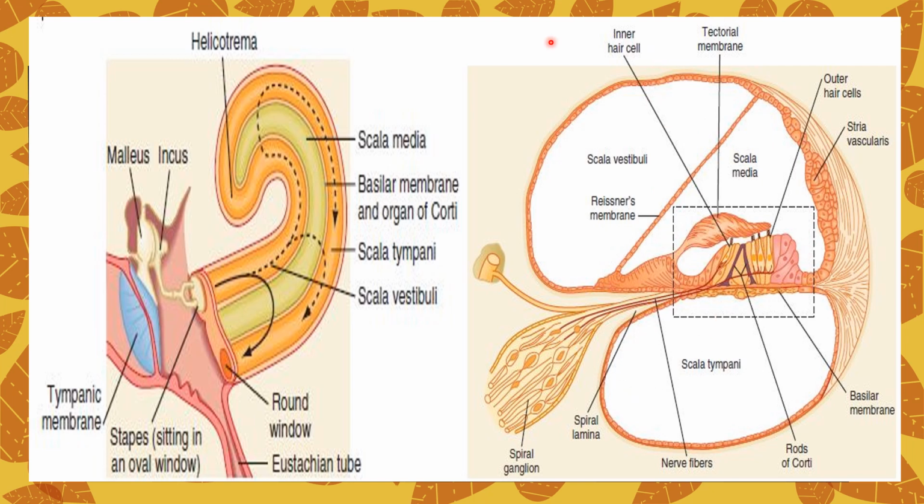And then scala tympani communicates with the scala vestibuli at the apex through the helicotrema. So this scala tympani is filled with the perilymph.